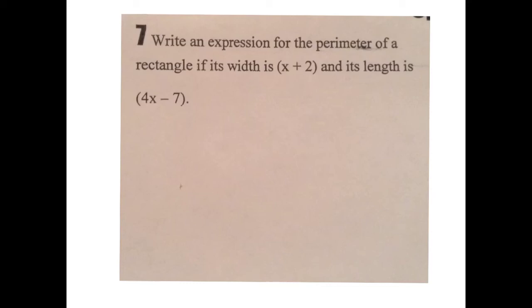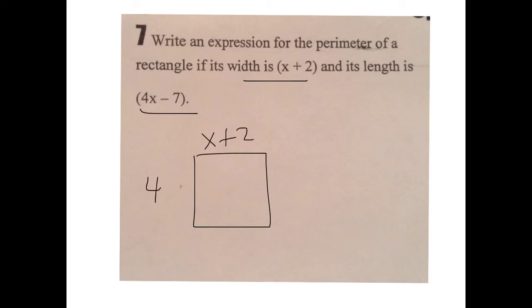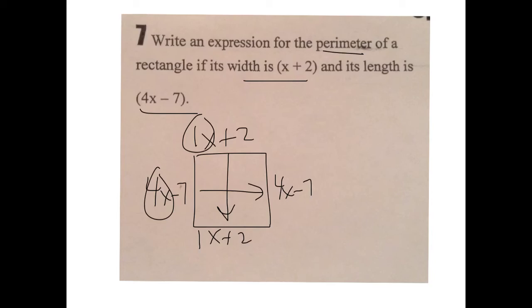One expression for the perimeter of a rectangle if its width is x plus 2 and length is 4x minus 7. So anytime I'm doing geometry, I'm going to make a picture. X plus 2, 4x minus 7. These sides are the same. Those sides are the same. Perimeter is add up all the sides, so I'm going to put 1s here. That's 4, 5, 9, 10 x's.